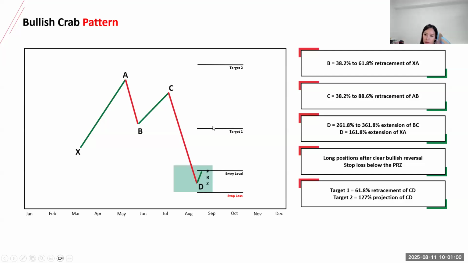I think they measure the take profit the same as the butterfly pattern, right? From C to D. Sure. Usually I will just aim for TP1, that's it.